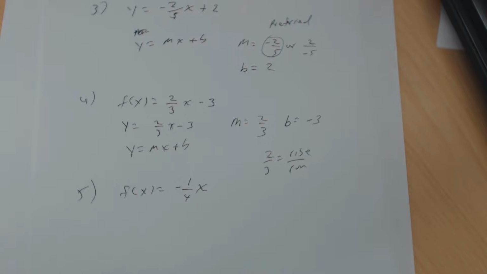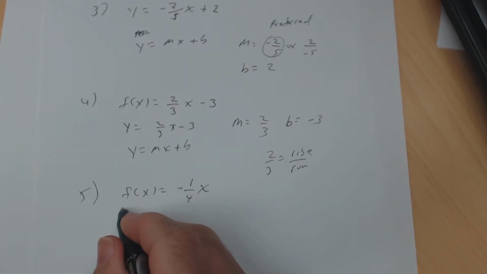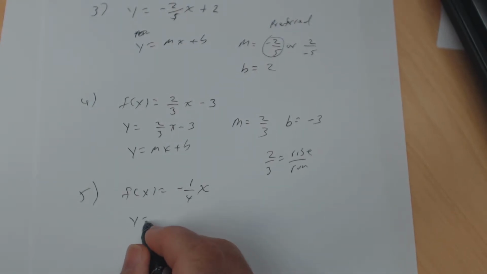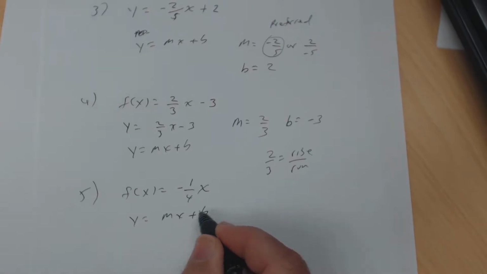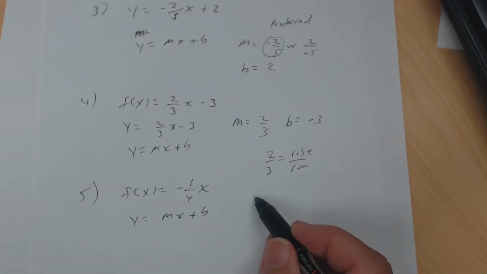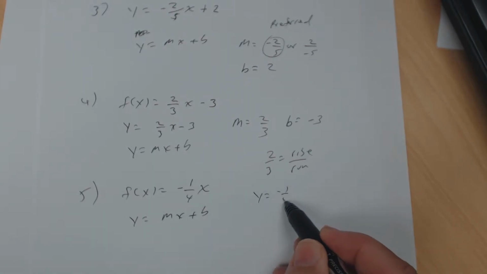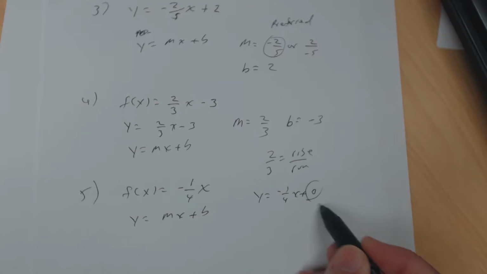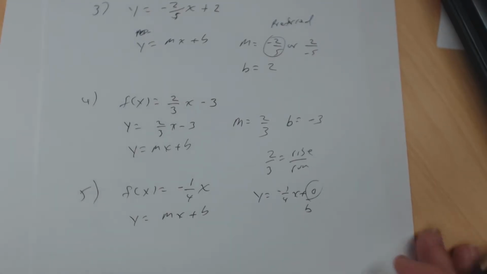Y equals, remember f of x, same thing as y. So this is in slope-intercept form, mx plus b. It really is. Although you don't see the constant, if there's no constant there, what's it understood to be? Well, it's understood to be 0. Y equals negative 1/4 x plus 0. Okay? So that's your b right here.